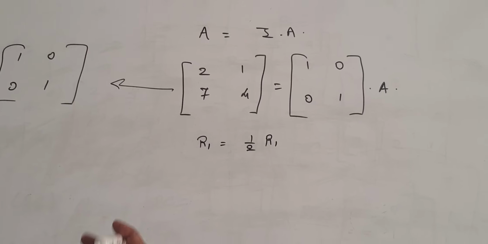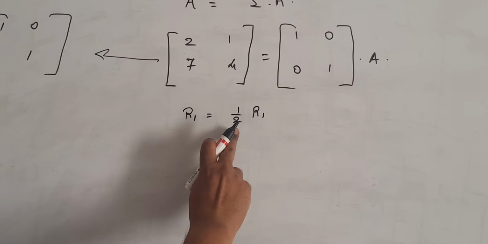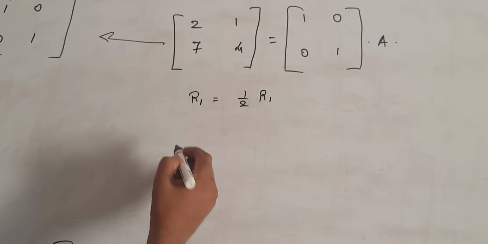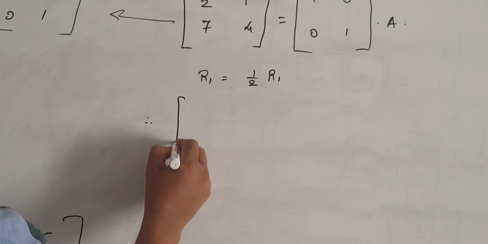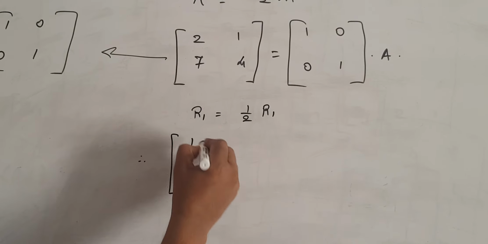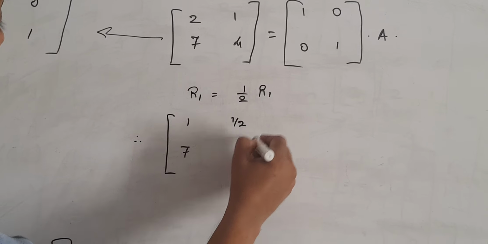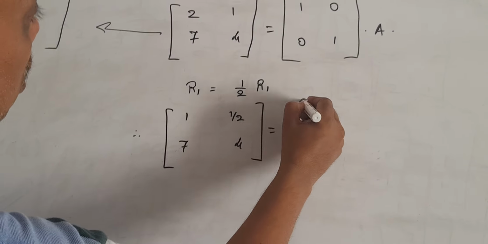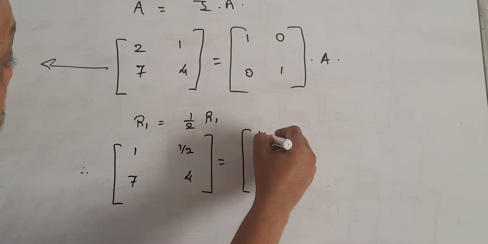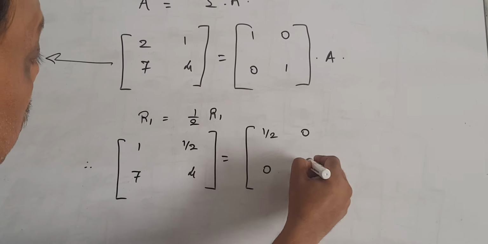Sometimes you have only the fraction, that I agree. So say if you divide by 2, it will be what? See, therefore, this 2 becomes 1, 1 by 2, 7, 4 is equal to, this is 1 by 2, 0, 0.